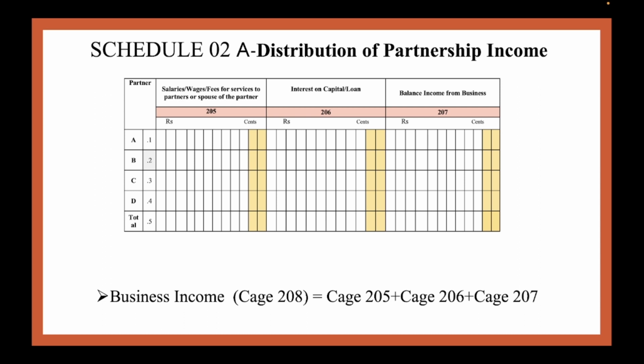Column 205 is for the payments made to the partners in the capacity of employee or service provider. Column 206 is for the interest payments and column 207 is for the balanced business income or loss. Then add the columns 205, 206 and 207 all together row by row and get the total into the column 208. The total of the column 208 will work out the business income of the partnership.